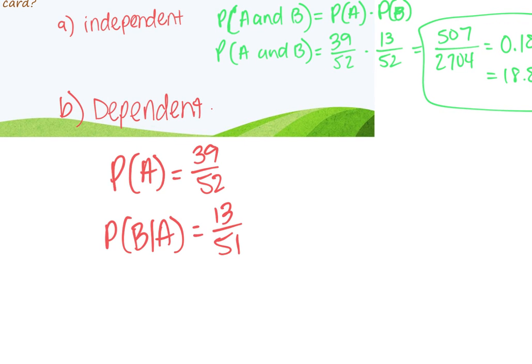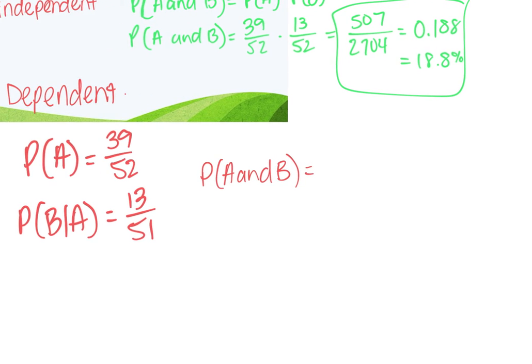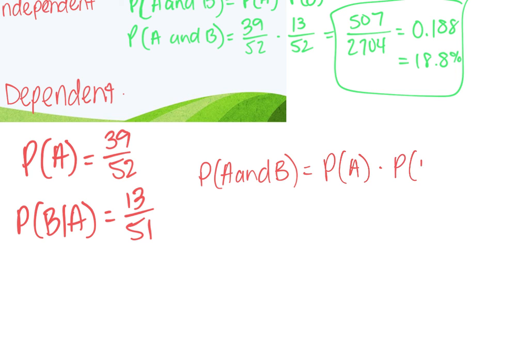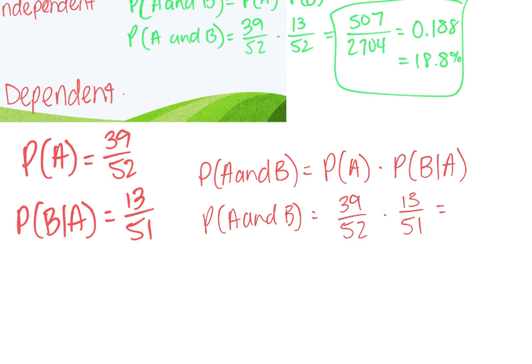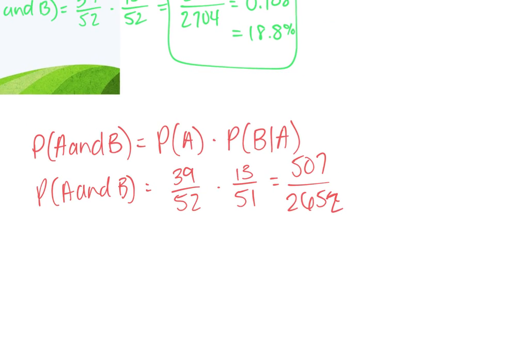Make sense? Okay, so the probability of A and B, given that these are dependent events, will be the probability of A times the probability of B, given A already happened. So the probability of A and B equals 39 over 52 times 13 over 51. 39 times 13 gives me 507 over 52 times 51, 2,652. So 507 divided by 2,652 is 0.191, which is 19.1%.